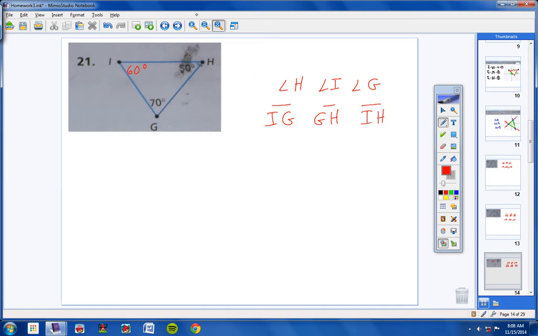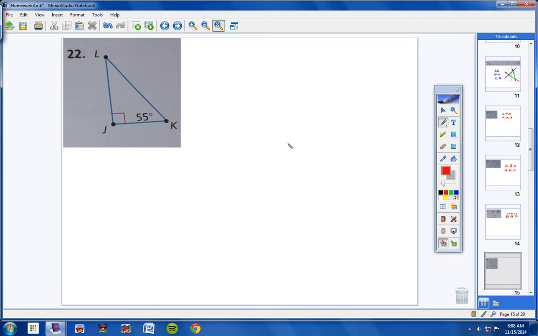Okay? I'm moving on to 22. Okay, this is 90 degrees. 90 plus 50 would be 145. So this has to be 35. So here we go. The smallest angle is angle L. The next smallest angle would be angle K. And then the next angle would be angle J. So the smallest side would be across from angle L, so side JK. And then the next shortest side would be across from angle K, which is LJ. And then lastly, we have the side across from angle J, which would be LK.